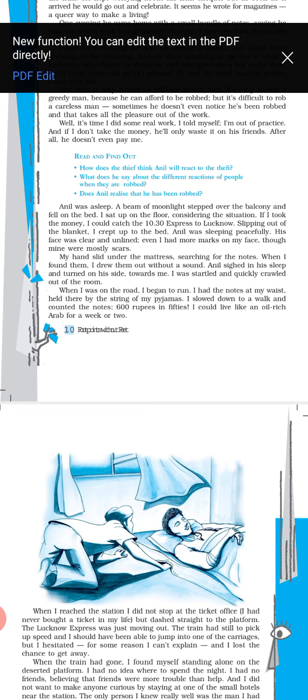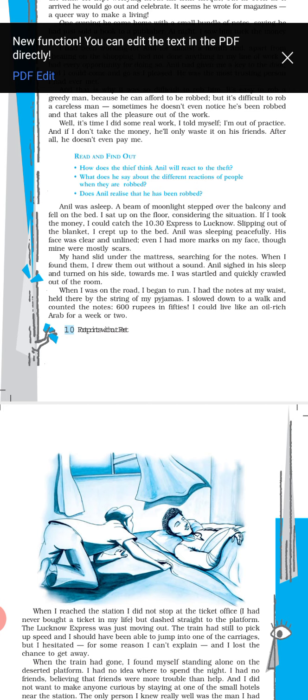Such a happy person. Even I here means Hari Singh. He is saying that even I had more marks on my face. Why? Because those were mostly scars. Maybe because sometimes when he was trying to escape from the police or from his employers, he had to hide in different places, in bushes, or he might have to cross some forest, from where he got so many scars on his face.